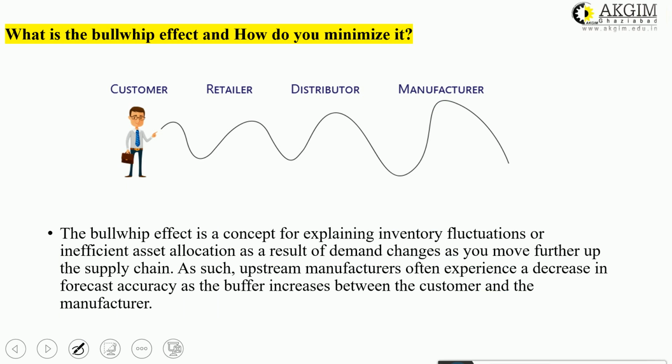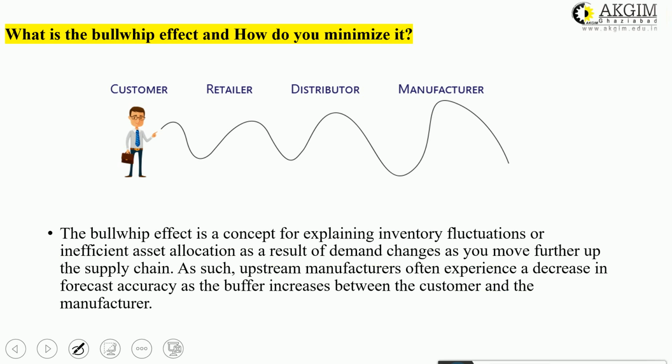Right, now coming to the Bullwhip effect. Again, the Bullwhip effect is another concept or phenomenon related to supply chain. It describes fluctuations in demand. So the Bullwhip effect is a concept for explaining inventory fluctuation. Here on the slide, you can see how you give a whip to a rope, and how it goes from customer to retailer to distributor to manufacturer. So one has to visualize this entire phenomenon, right?